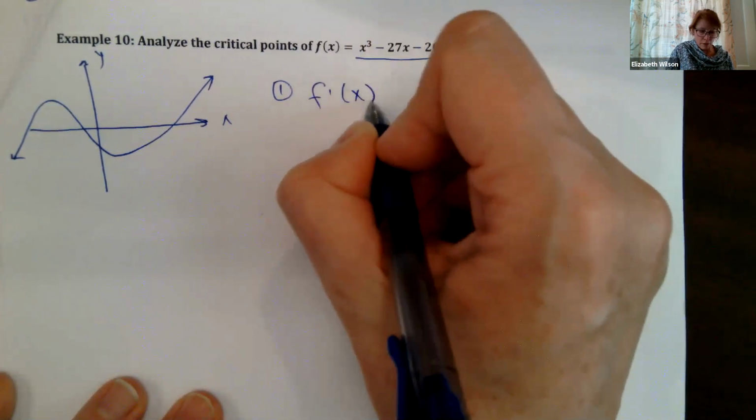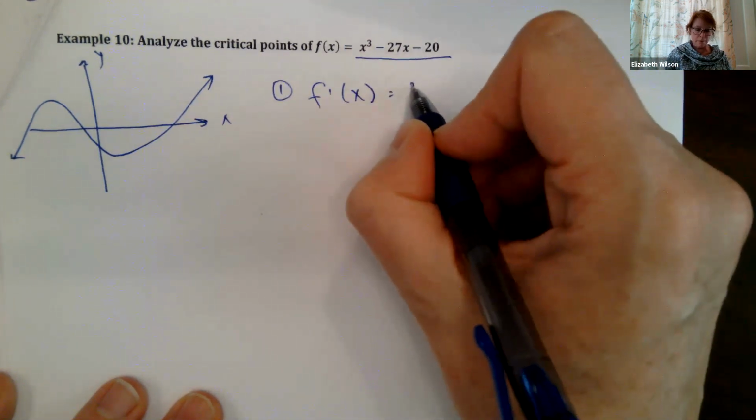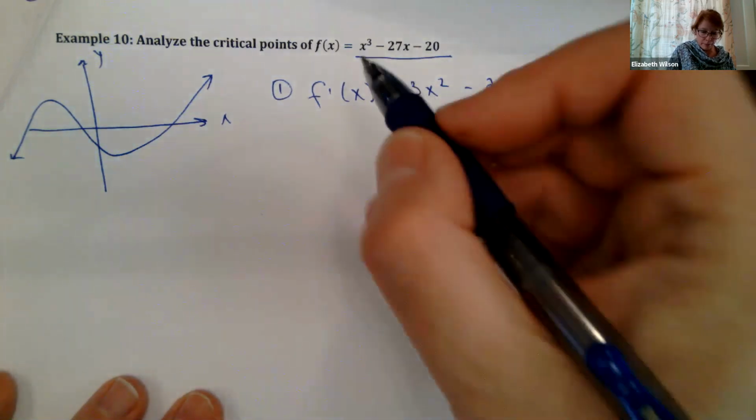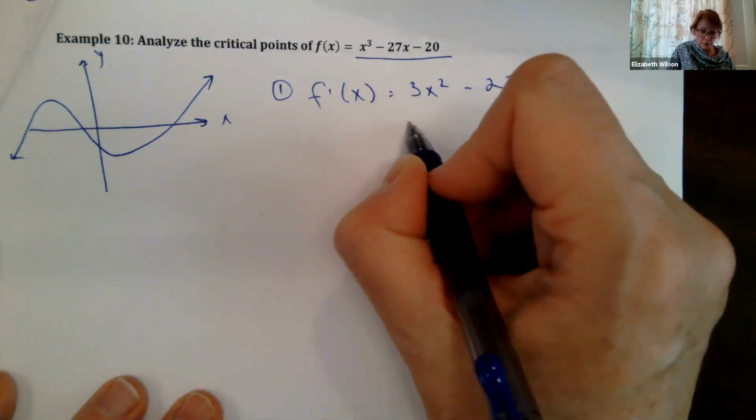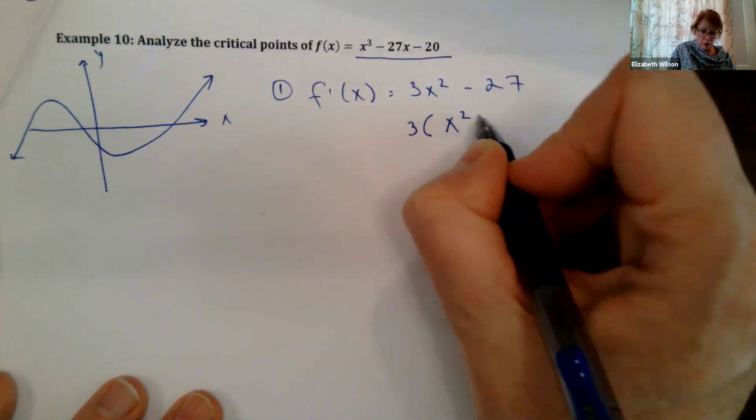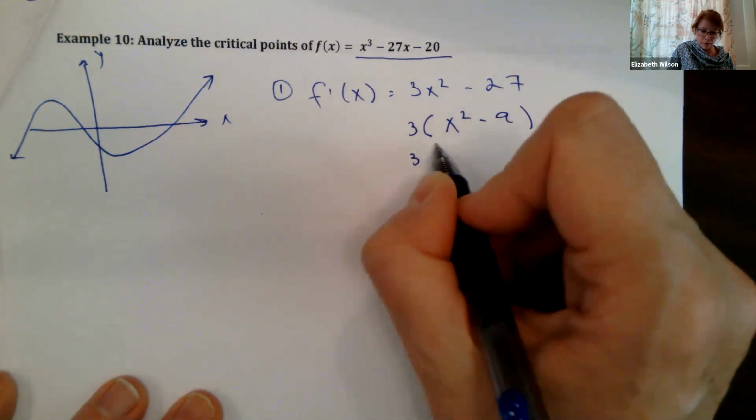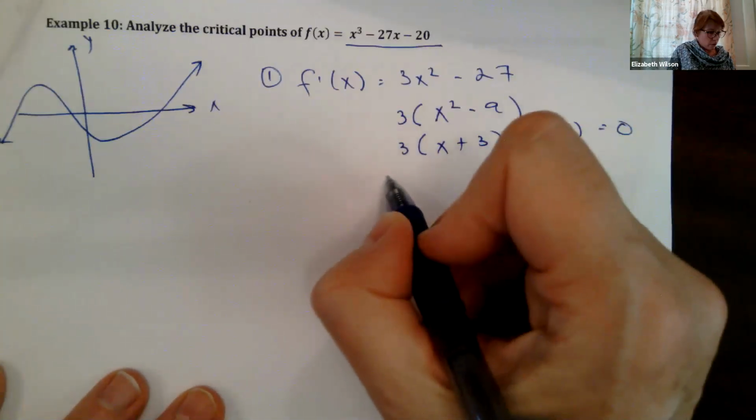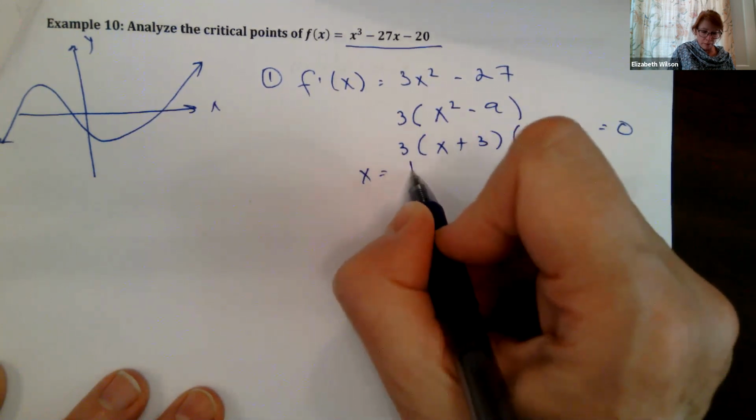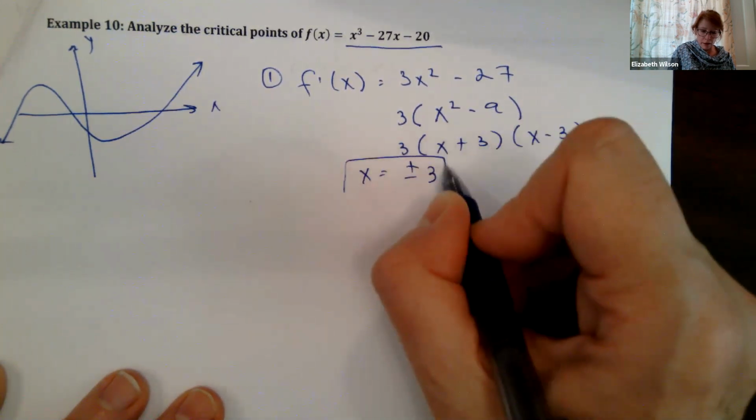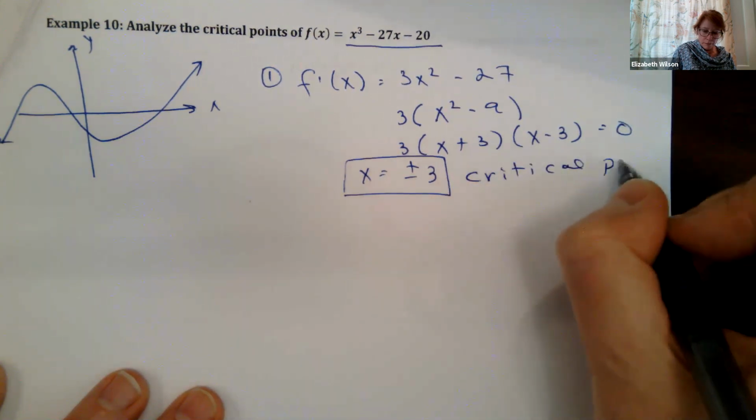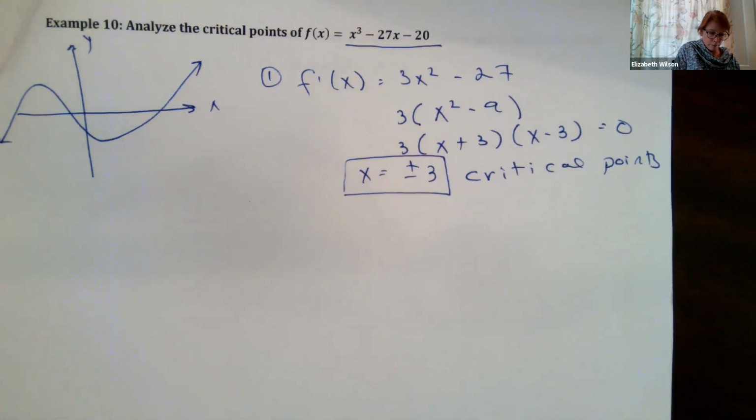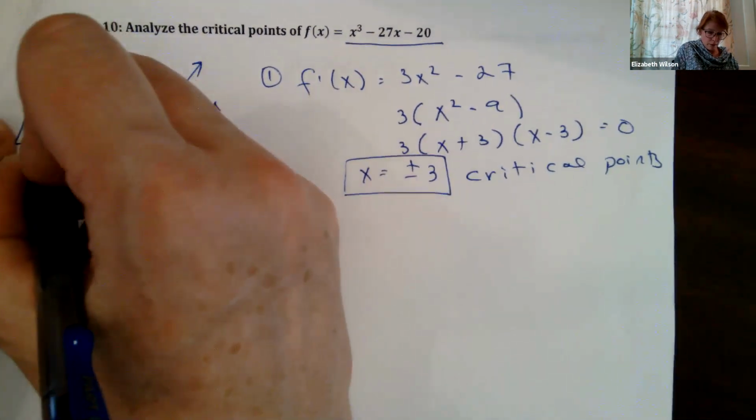Okay. So the first thing I need to do is take my first derivative of this function. So 3x squared minus 27. Then I need to factor that and solve for x. So I'm going to factor: 3 times (x squared minus 9), which is 3 times (x plus 3)(x minus 3). I'm going to set that equal to 0 and solve for x. So x equals positive and negative 3. These are what I think are my possible critical points, right? Minus 3, positive 3.